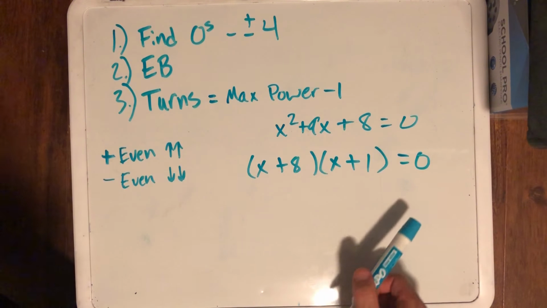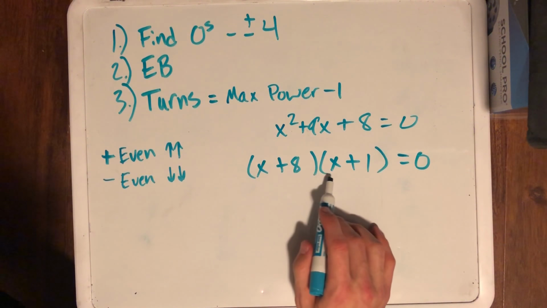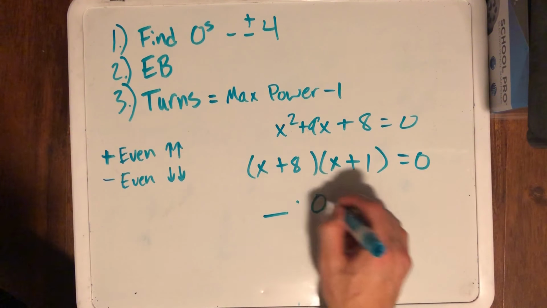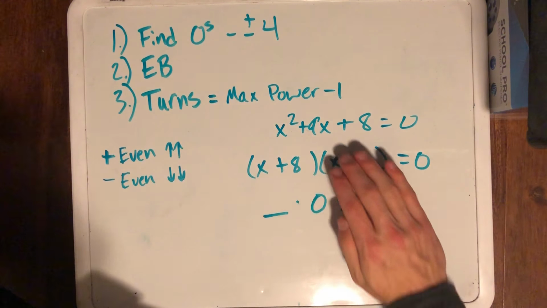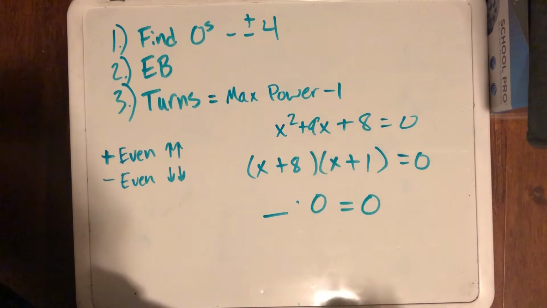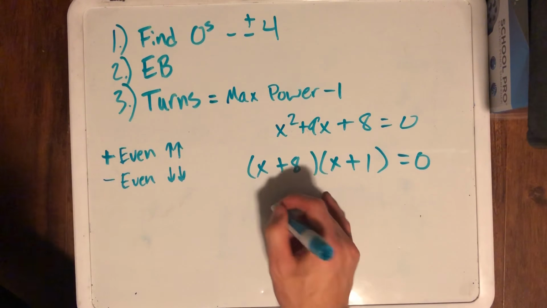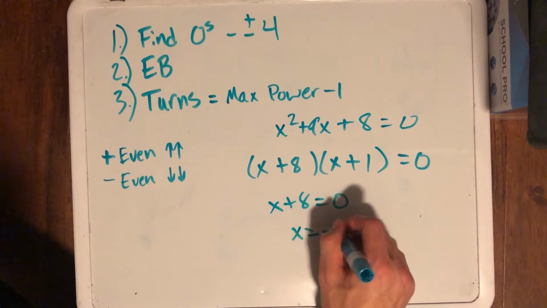So we have x plus 8 and x plus 1 equal to 0. So again, I know that any number times 0 is equal to 0. So I'm trying to make both of these 0, but not at the same time. So I'm going to look here and say x plus 8 equal to 0. I'm going to set that equal to 0 like we did the other time. Well, x equals negative 8.